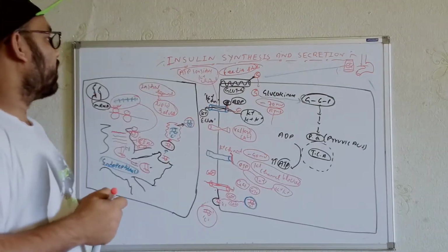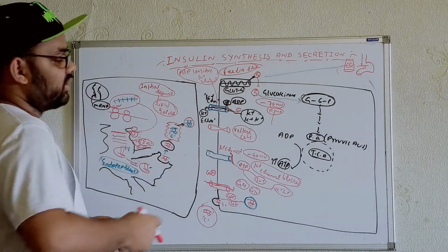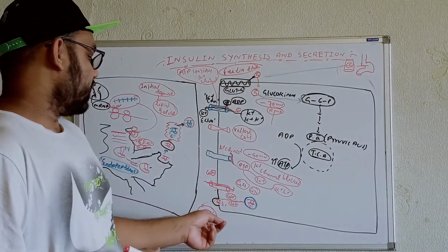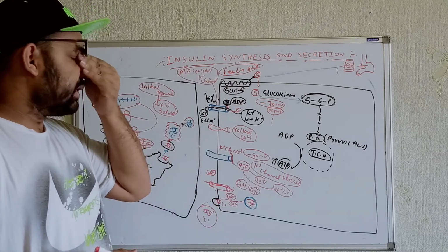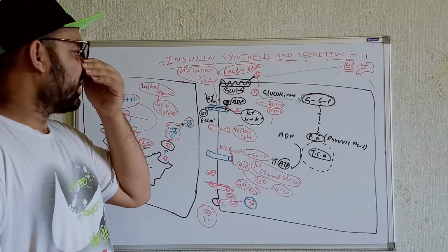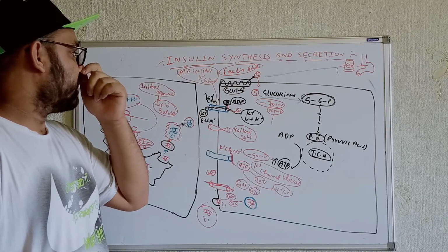So this is all about how the insulin is stored over here first, and how the insulin comes outside of the cell. That means the secretion of the insulin. Okay, so these are the mechanisms. In the next part of the video, we'll talk about what drugs can affect different steps in terms of diabetes.